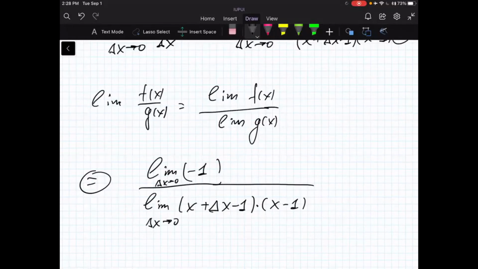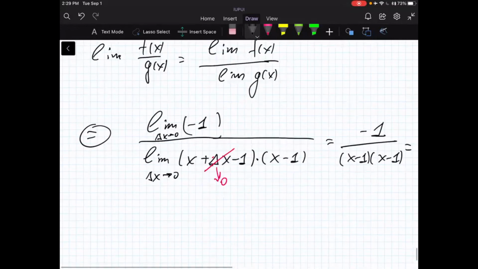rule of the product. So I have two functions in the denominator, and this is the same as the product of the limits. The limit of the second one is just x minus 1 itself, while for the first one, we see that delta x goes to 0, so I just eliminate it. So I get the final answer that it is -1 over x minus 1 times x minus 1, which is -1 over x minus 1 squared.